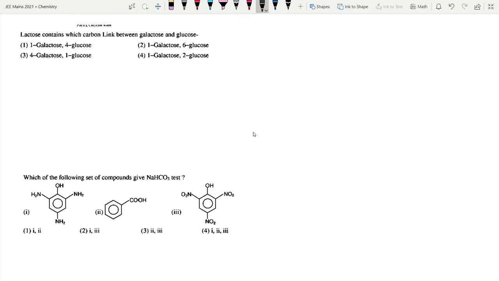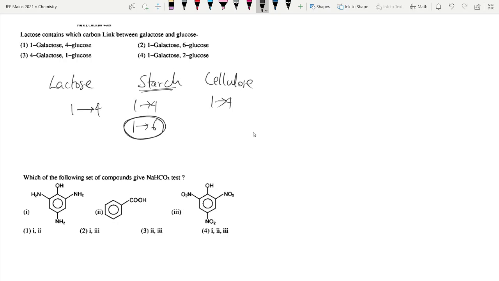And let's come to 4. The lactose contains which carbon link between galactose and glucose? So if you remember these, lactose, or let's say starch, or even cellulose, the linkage is 1 to 4 in all of these molecules. Here in starch, in the amylopectin, you can have more linkages, cross linkages 1 to 6, but the normal linkages in lactose and starch and cellulose, in all of them the linkage is 1 to 4. So I would like to go with 1 to 4, and 1 of what and 4 of what? Okay, that is also there.